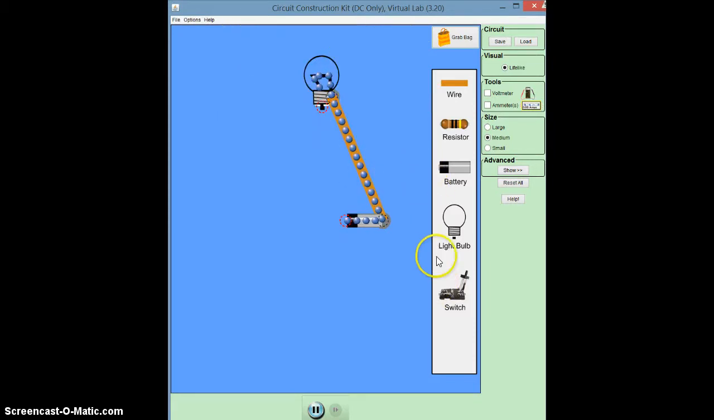So now it wants me to put in an ammeter, right? So I'll click ammeter. Hold on a minute. All right, so here's my ammeter now. And I can move it around to connect to the battery. It won't quite reach the bulb, so I'm just going to grab a new wire.